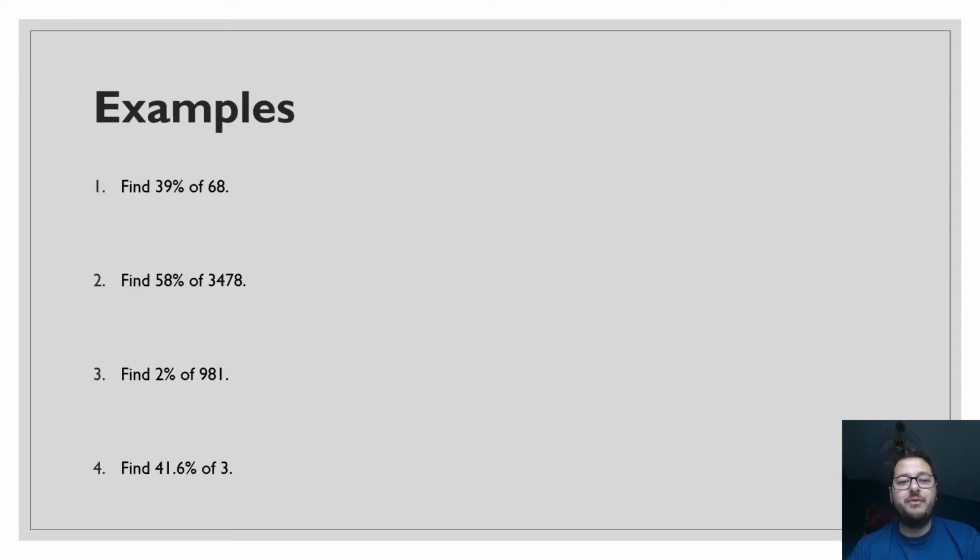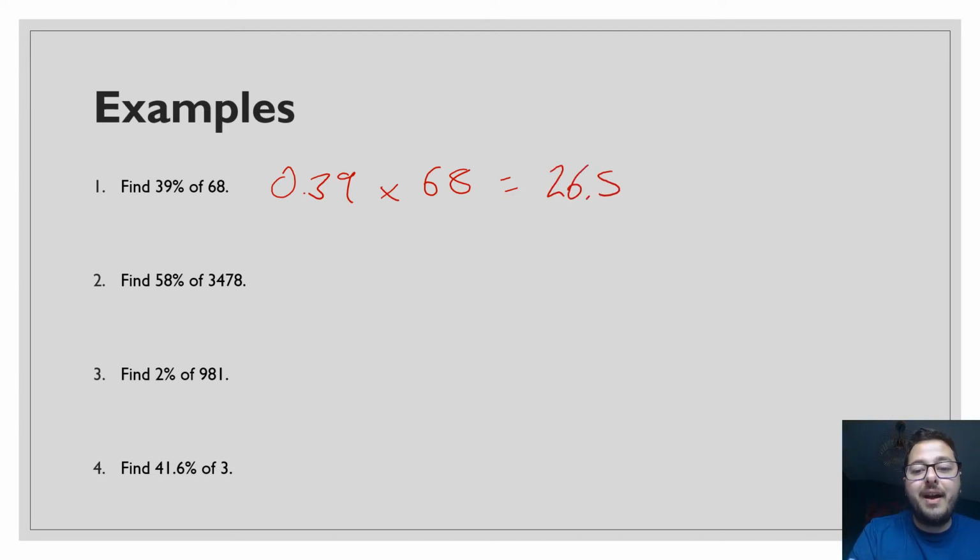Alright then, so let's just crack on with some questions. Feel free to pause the video and have a go, otherwise we'll just do them together. Alright, so number one, we want to find 39% of 68. Again, we just convert this into a decimal, so 39% is the same as 0.39, and we just times that by 68 in our calculator. So 0.39 times 68, and that gives me 26.52.